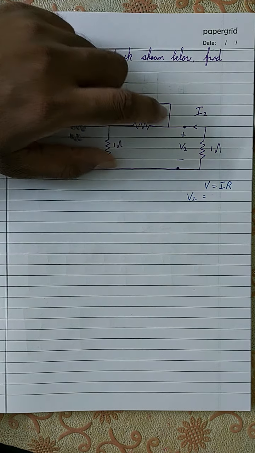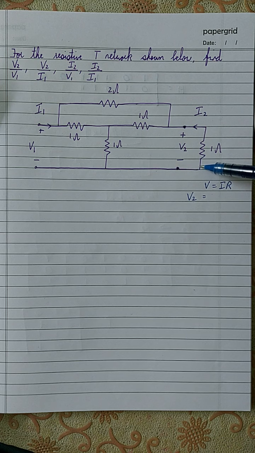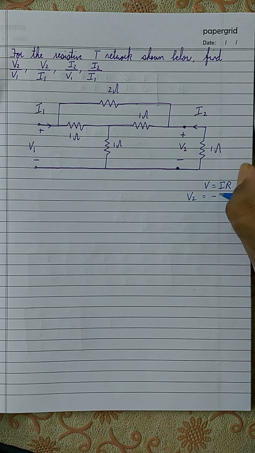You can see over here that this point is the higher potential, and likewise this point is the lower potential. And we already know that current always flows from a higher potential to a lower potential. So the current due to V2 is supposed to flow from top to bottom. But the direction of I2 is going into the circuit, so I2 is flowing from bottom to top, so it should be minus I2.